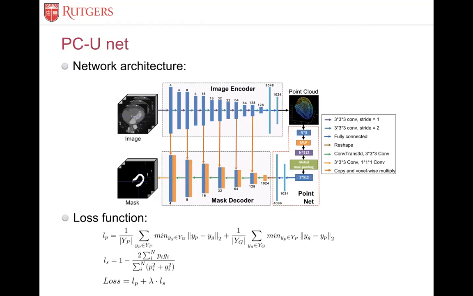For loss functions, we use the Chamfer loss to supervise the prediction of the point cloud, and for the segmentation task, we use the soft Dice loss. This PC-UNet model was trained end-to-end by this joint loss.